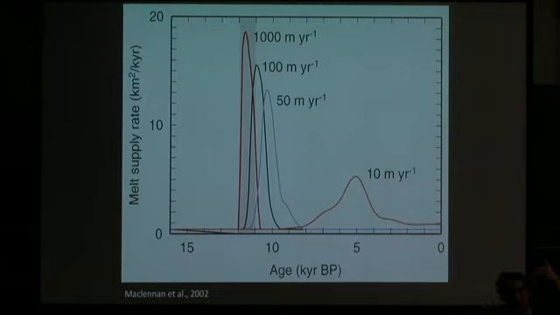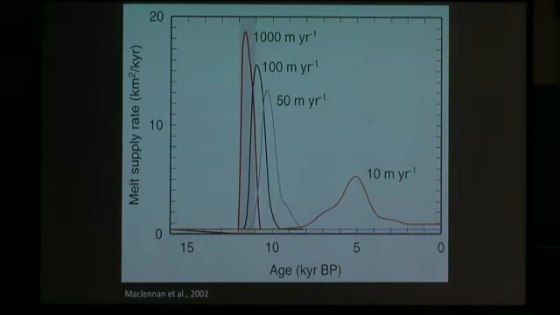So clearly, if it took 10,000 years for the melt to get from the melting region to eruption, then there'd be a long time lag between deglaciation and the burst in volcanism. But the burst in volcanism and deglaciation are almost coincident, as far as we can tell.